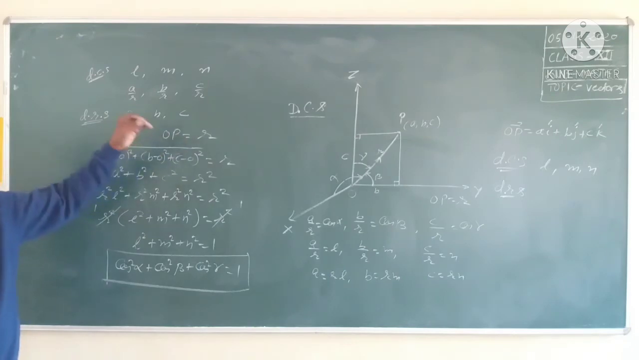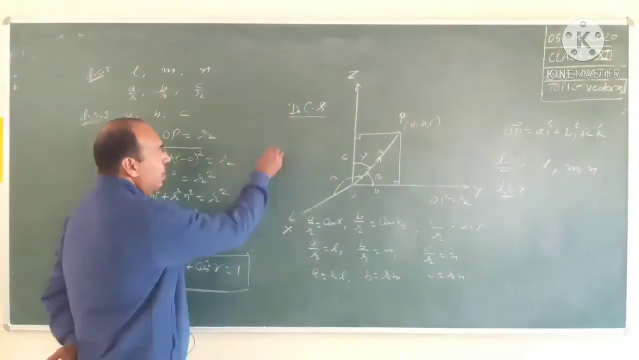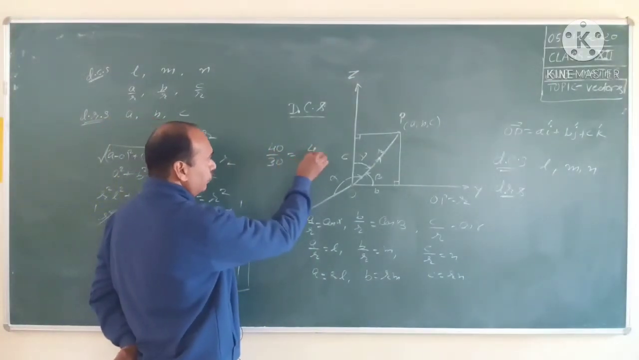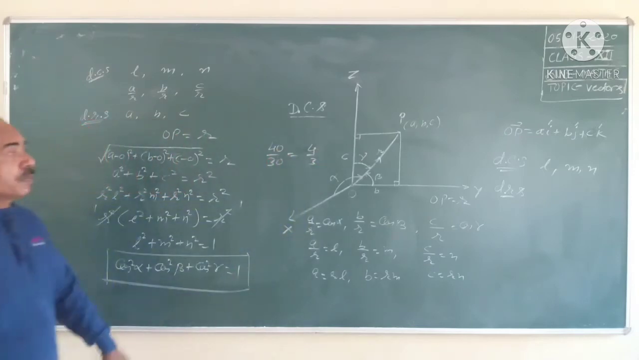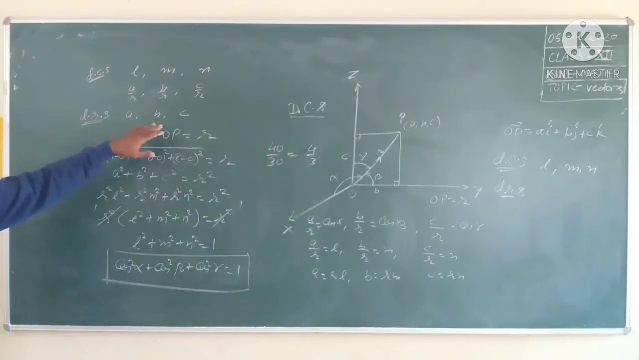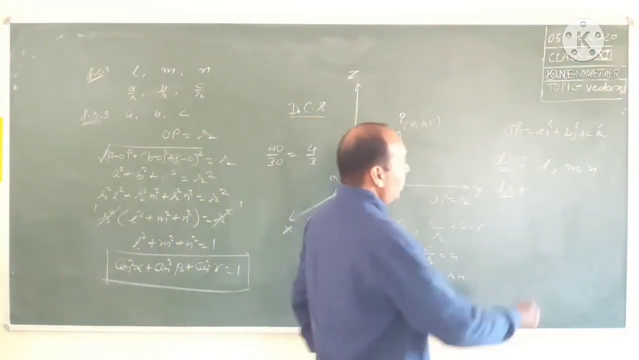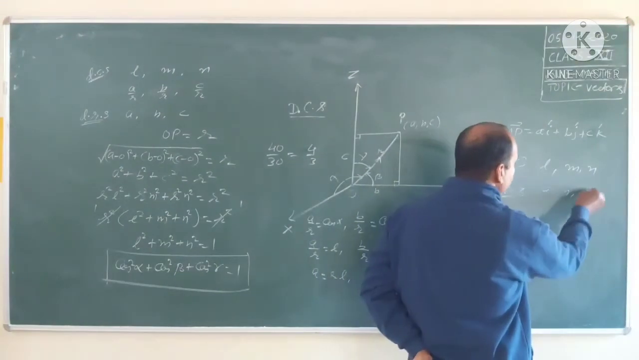Ratios means simplest form. For example, the ratio between 40 and 30 is only 4 by 3. So this is the simplest form. So A, B, C, which is the simplest form, is known as direction ratios. So direction ratios are only A, B and C.